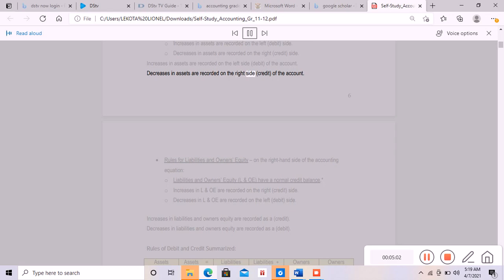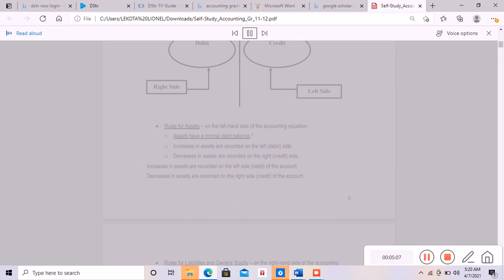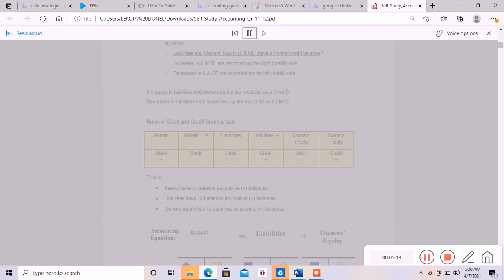7. Rules for liabilities and owner's equity, on the right-hand side of the accounting equation. Liabilities and owner's equity, L and OE, have a normal credit balance. Increases in L and OE are recorded on the right side. Decreases in L and OE are recorded on the left, debit, side. Increases in liabilities and owner's equity are recorded as a credit. Decreases are recorded as a debit.